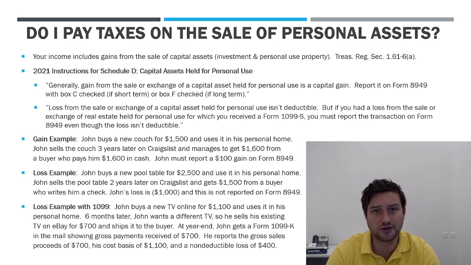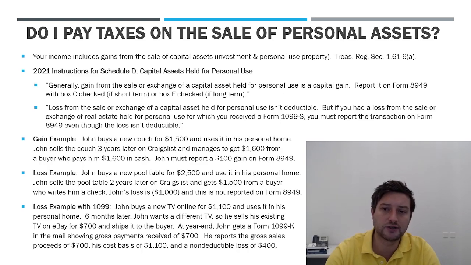So now let's look at a loss example. Okay, so John buys a new pool table for $2,500, uses it in his personal home, and then he sells it 2 years later for $1,500, right? This one makes a little more sense. He gets the $1,500 personal check, so his loss is $1,000. Now, in these first two examples, there's no 1099-K reporting, right? Because he was paid in cash or check, there's no credit card transaction, there's no PayPal, there's none of that. Now, the loss of $1,000 is not reported on the 8949, right?